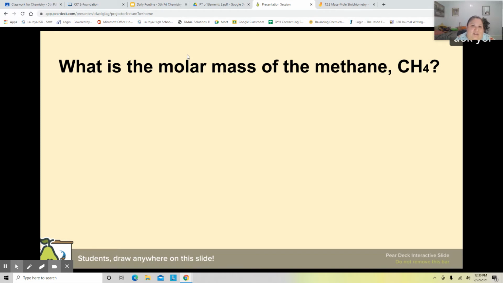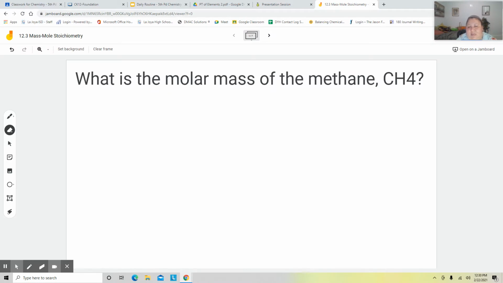But like I said, before we go into our practice, you need to remember how to do molar mass. Okay? So that's your first Pear Deck question. And I know it's been a while since you've done molar mass, so I'm going to help you along. Anytime you're doing molar mass, the first thing you need to do is list the elements in the compound. In our compound, it says, what is the molar mass of methane, which is CH4?